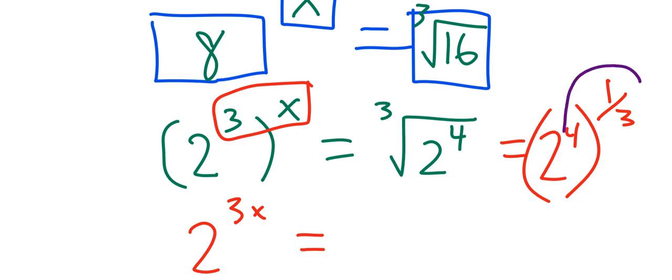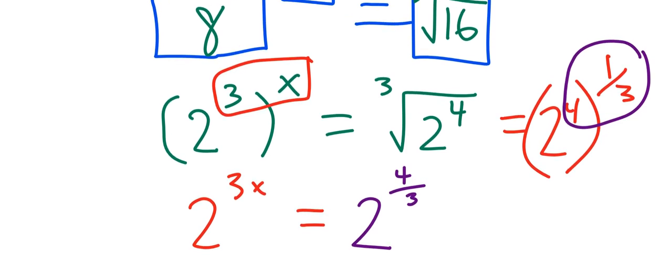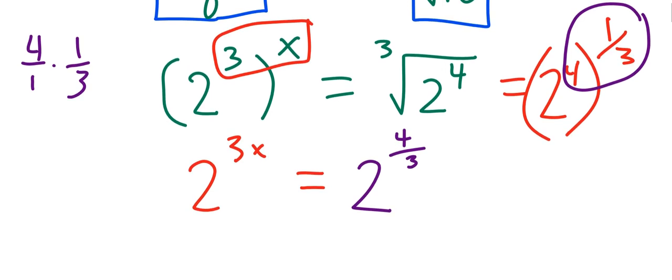What are you allowed to do with these exponents circled in the purple? Multiply. What do you get when you multiply 4 times 1/3? 4/3. That's true. 4 on the top, 3 on the bottom. For those of you who don't believe me, that's 4 over 1 times 1 over 3. Okay. Figure out what the answer is.